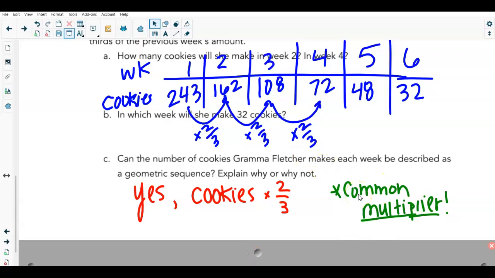Remember, geometric sequence is all about multiplication, and it has to have a common multiplier. So we would say, yes, this is geometric.